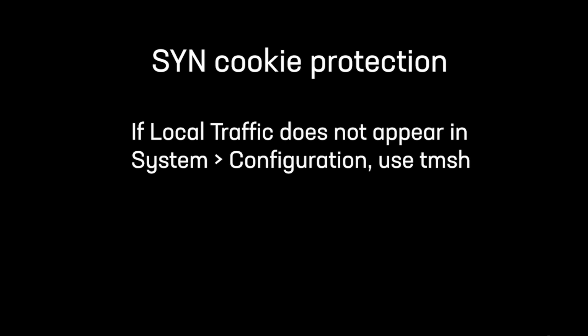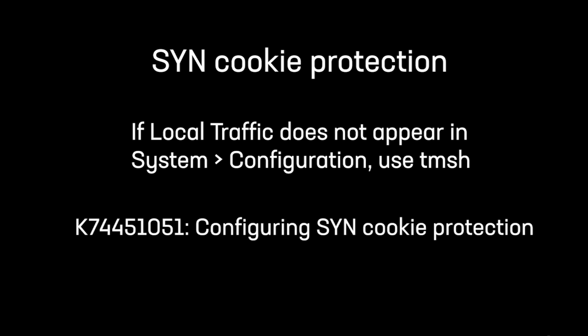Note that if your BIG-IP system is not licensed and provisioned with the BIG-IP LTM module, the configuration utility may not show the local traffic option under system configuration. If that's true for your system, you can use TMSH to modify the settings instead. To learn how to do that, refer to this article linked below.